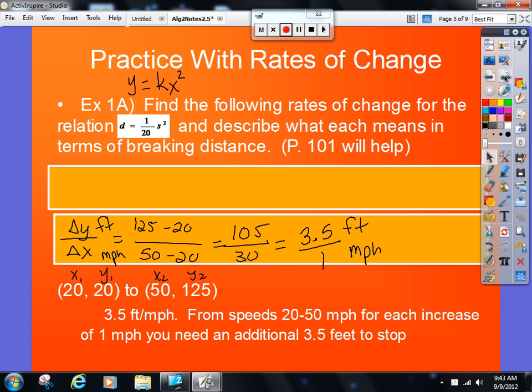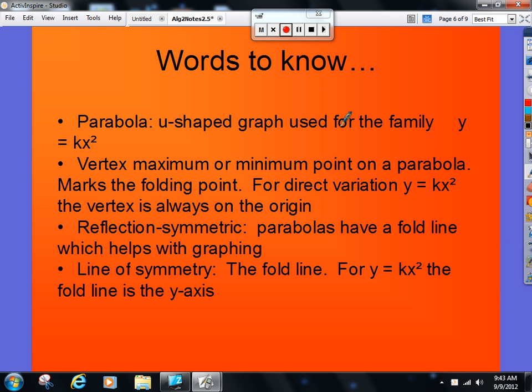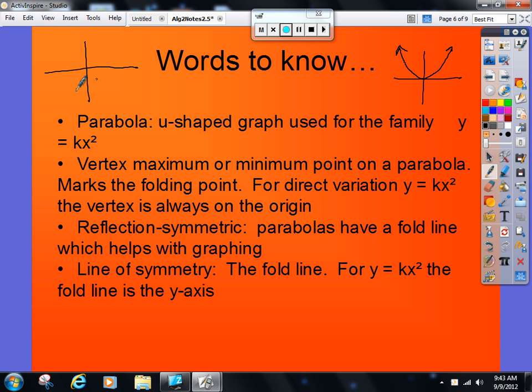Alright? So let's go on here. Here are words you need to know. A parabola, I think you guys know this, is a U-shaped graph, and we use it for the family y equals kx squared. Okay? Basically, if there's an x squared involved, you're dealing with a parabola, a U-shaped graph. They're so cute. This is a parabola. It has to be this way, or it could be this way. A sideways U is no good because these are going to be functions.